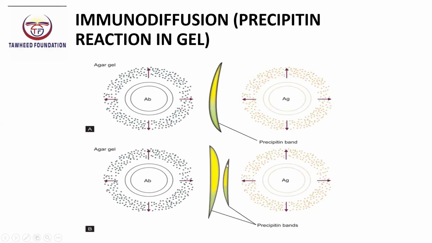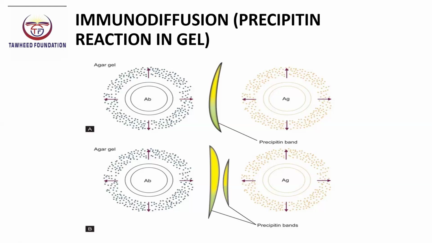Immunodiffusion precipitin gel reaction in gel. So now we are looking at one of the most important techniques in immunology, the immunodiffusion test, which is a modification of the simple precipitin reaction. Instead of allowing antigen and antibody to react in a liquid medium like the ring test, here both are placed in small wells cut into an agar or agarose gel, and they diffuse through the gel towards each other.